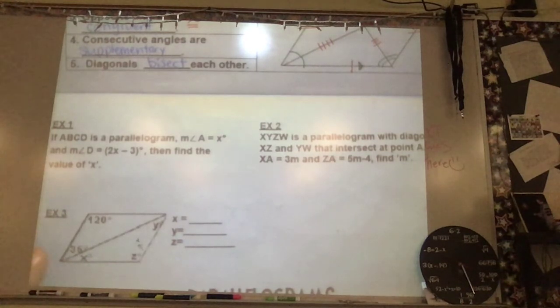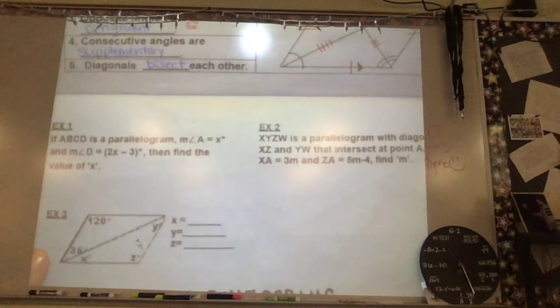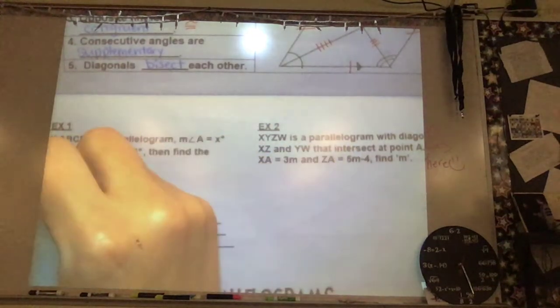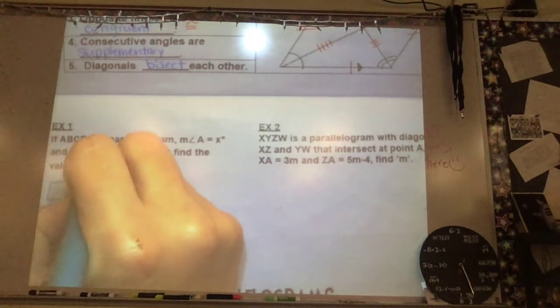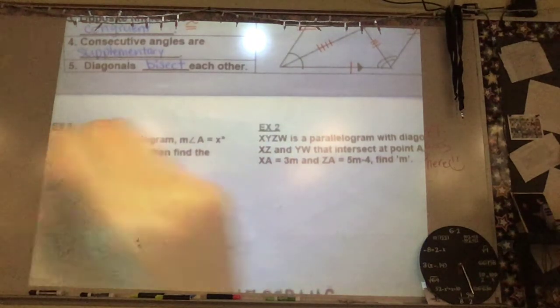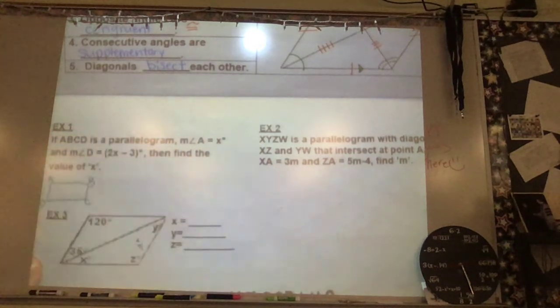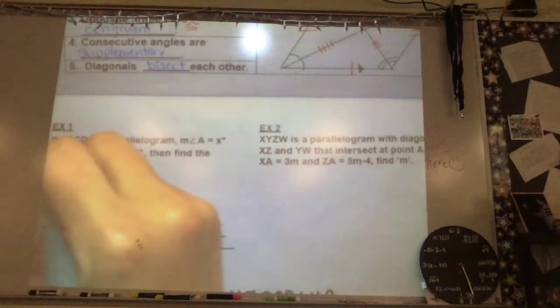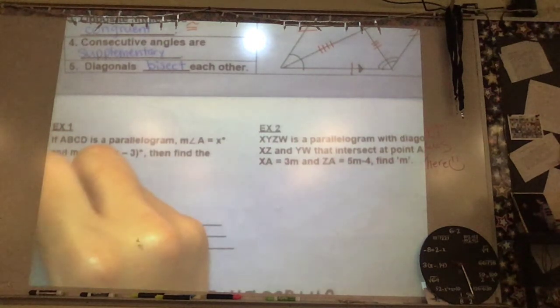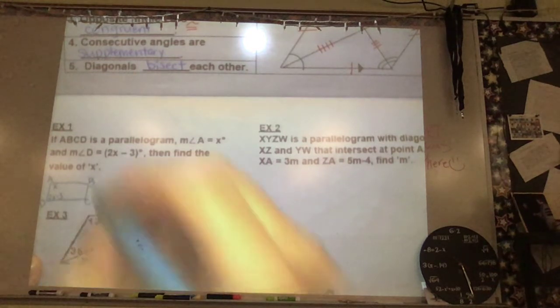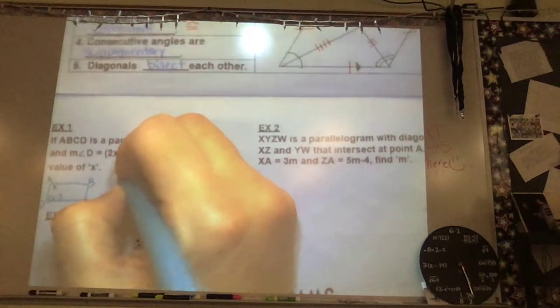All right, so this says if ABCD is a parallelogram, the measure of angle A is x and the measure of angle D is 2x minus 3, then find the value of x. This is making an assumption that you know whether these are opposite angles or adjacent angles. If I label this ABCD, walking around it like it's listed, angle A and angle D are landing as consecutive angles, so they should be supplementary.